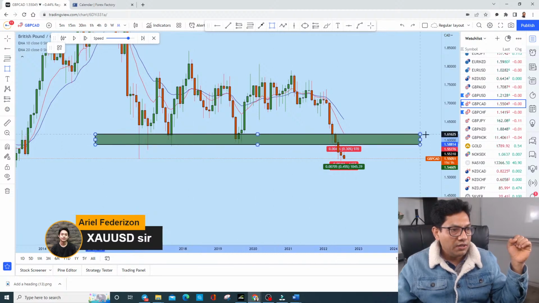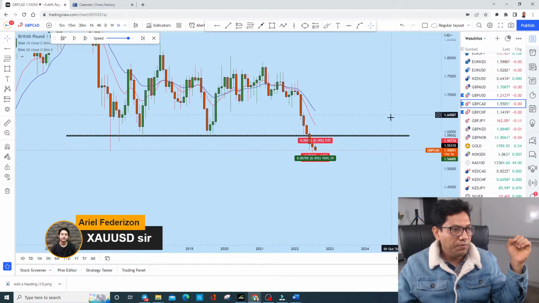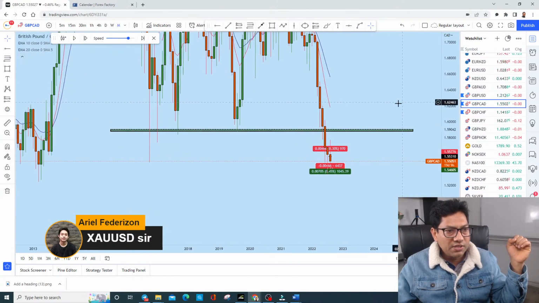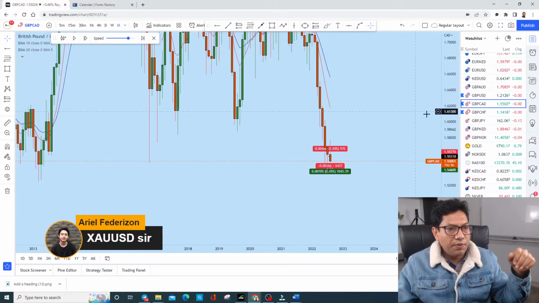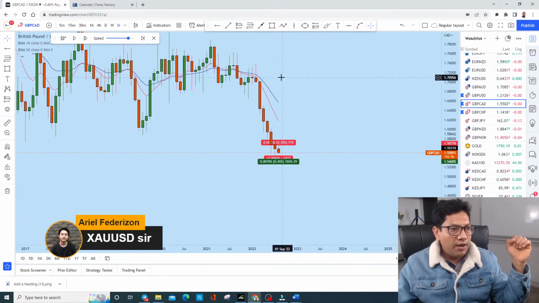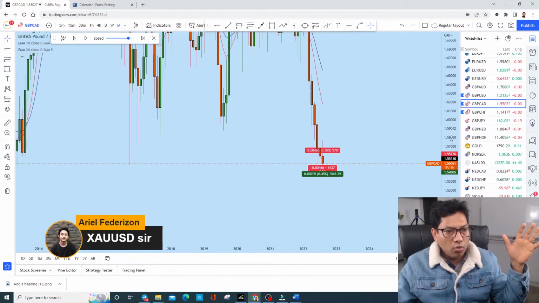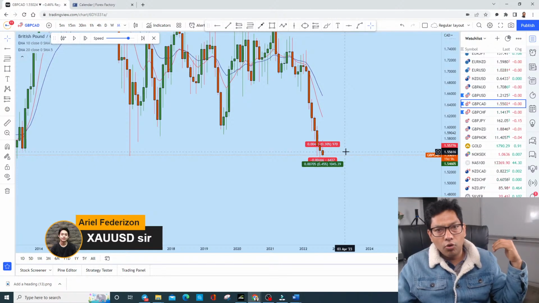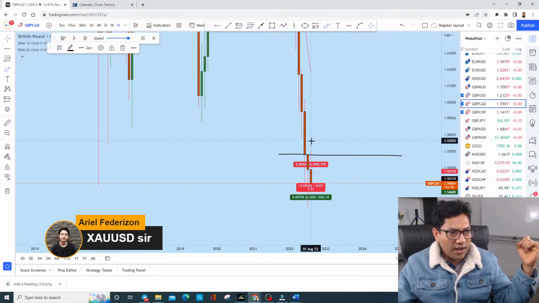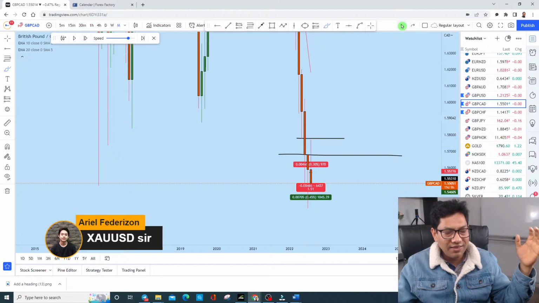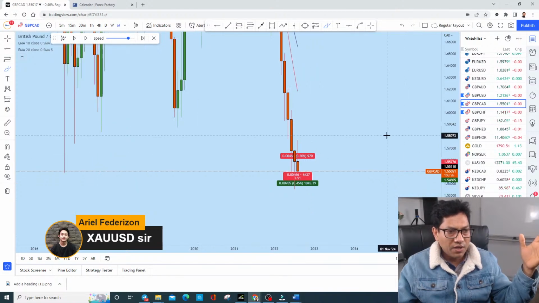Now you see that this is the support here on GBPCAD. From this support, we have seen that GBPCAD has broken to the downside. With that much of a strong move down, we can expect some kind of movement to the upside, and that is what happened. You see that this current monthly candle has crossed the previous monthly high well above, tested this monthly low, and then rejected from there. That's the high probability trade setup.